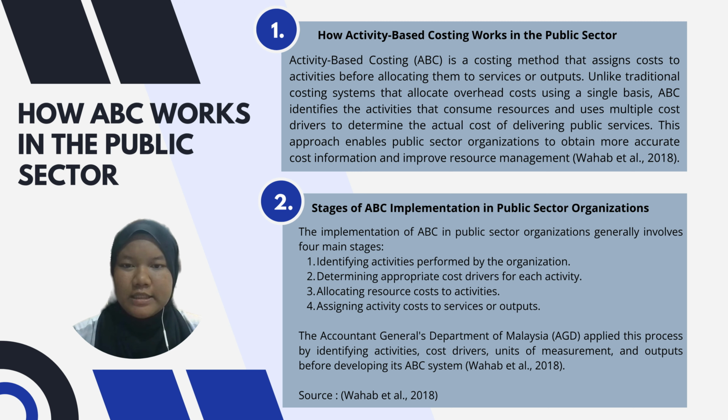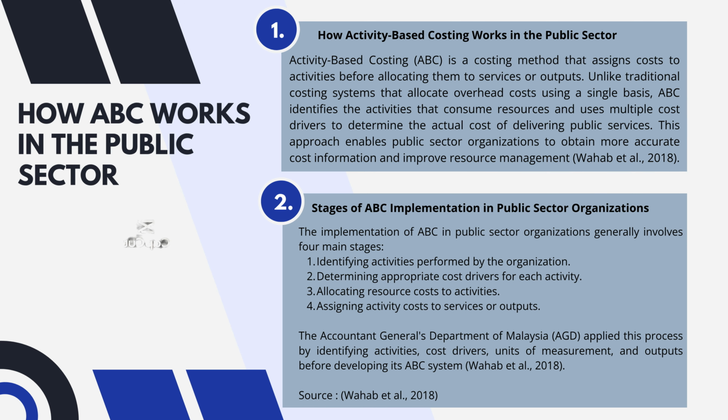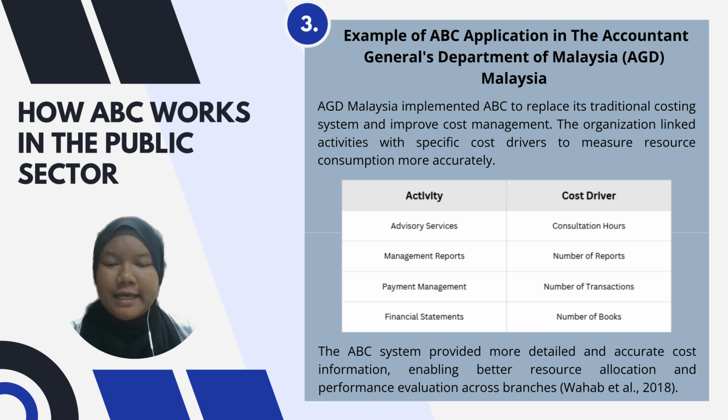In the case of AGD Malaysia, the organization identified activities, cost drivers, units of measurement, and outputs before implementing its ABC system. One example of ABC application in the Malaysian public sector can be seen in the Accountant General's Department, AGD, of Malaysia. The department adopted activity-based costing to replace its previous traditional costing system, known as the micro accounting system, in order to obtain more accurate and detailed cost information.